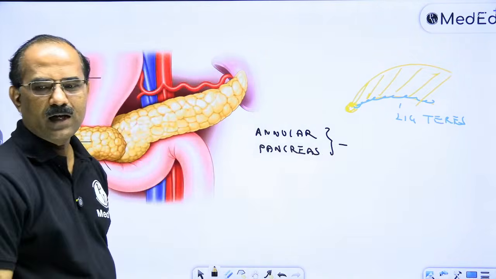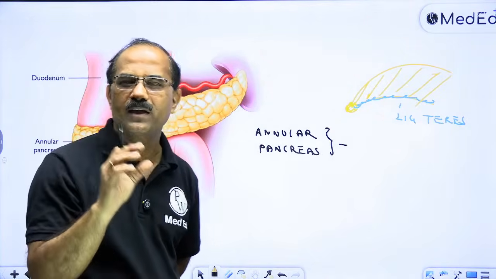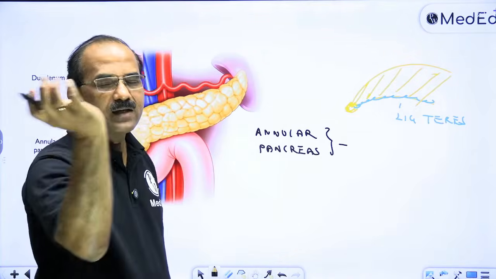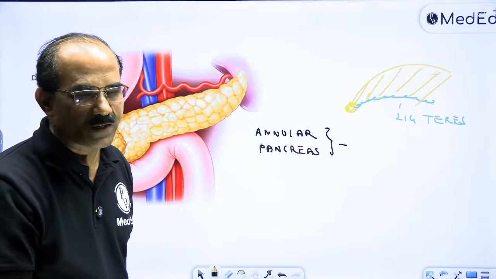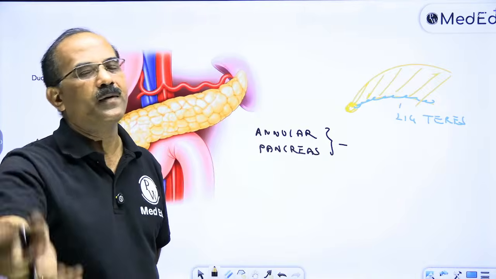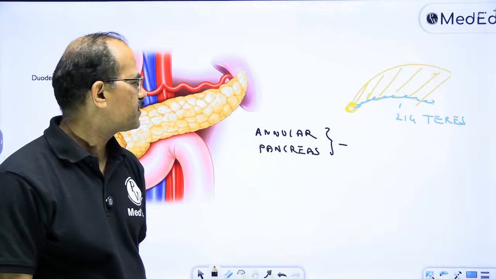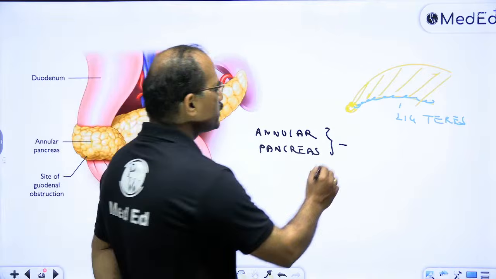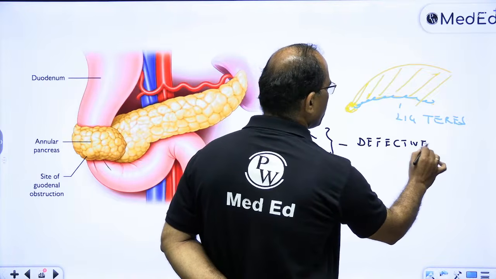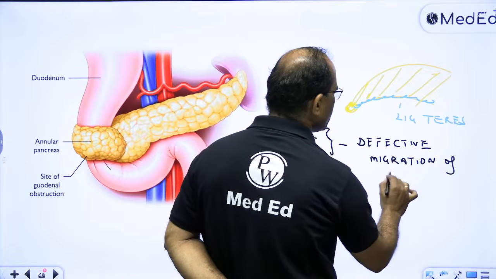वैसे pancreas is derived from two buds, dorsal and ventral pancreatic bud. Normally, the ventral pancreatic bud migrates and joins the dorsal pancreatic bud. अगर ventral pancreatic bud ठीक से migrate नहीं हुआ, so that is annular pancreas. Annular pancreas occurs due to defective migration of ventral pancreatic bud.